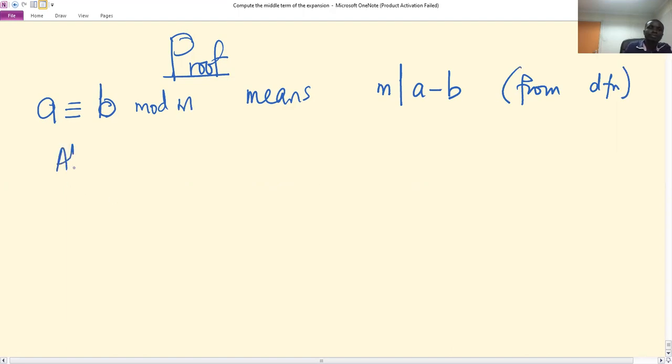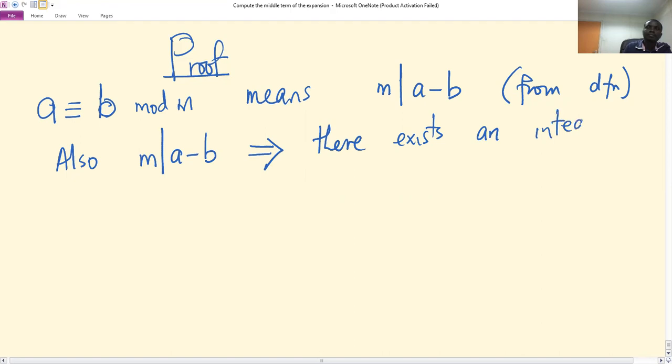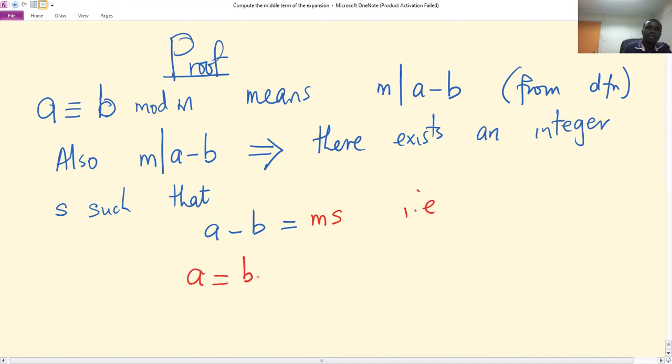And then also, M divides A minus B implies there exists an integer K, or let's say S, such that A minus B is the same as M times S. And then we can say A is equal to B plus MS, call it equation 1. So equation 1 is just from definition.